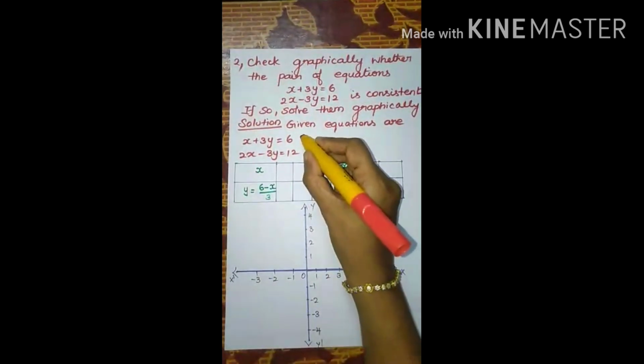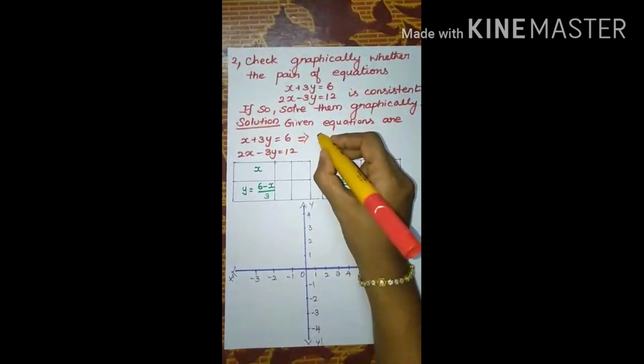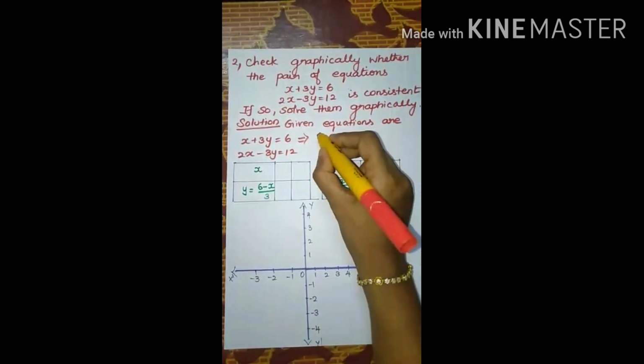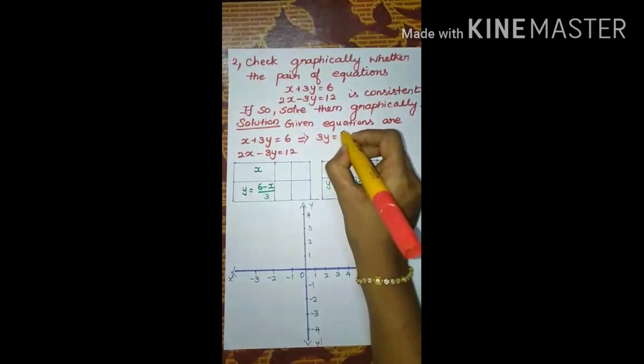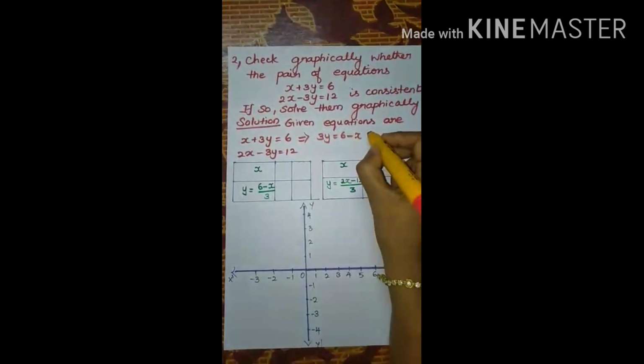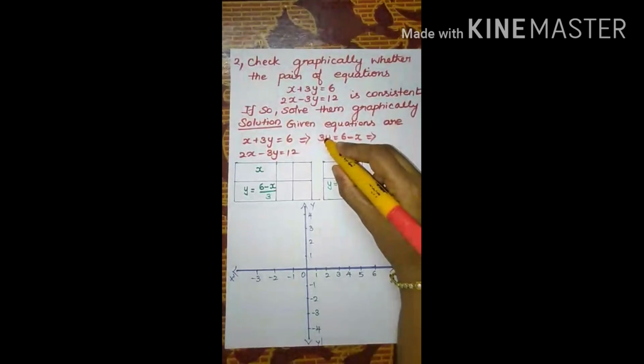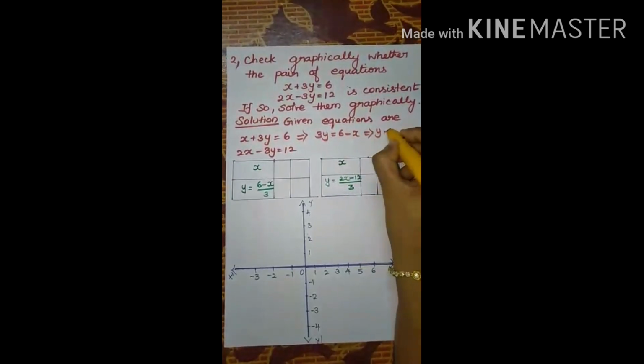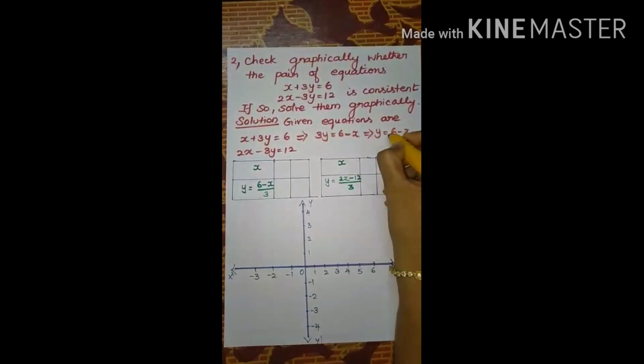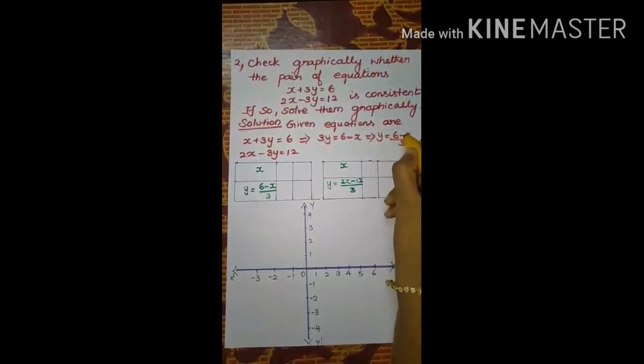We have to write the equation in the correct format. So we have to move the x value to RHS. So 3y is equal to 6 minus x. Then we have to move the constant value to RHS. So y is equal to 6 minus x divided by 3. This is our first equation.